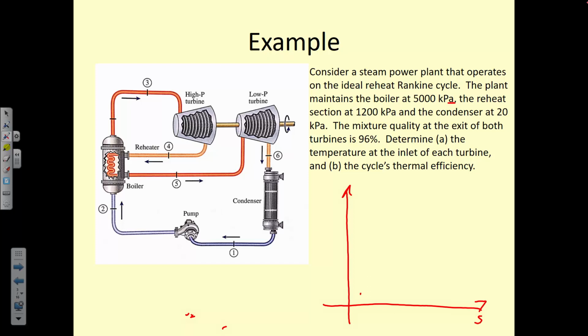So TS diagram, we always have this dome thingy. And then we're going to have lines of constant pressure. How many pressures do we have in this system? 3, right? So we have a pressure at 20 kilopascals. We have a pressure, and this is not to scale, at 1200 kilopascals, and a pressure at 5000 kilopascals.